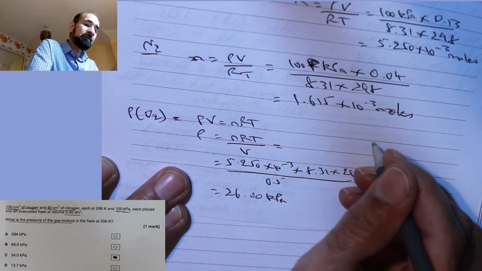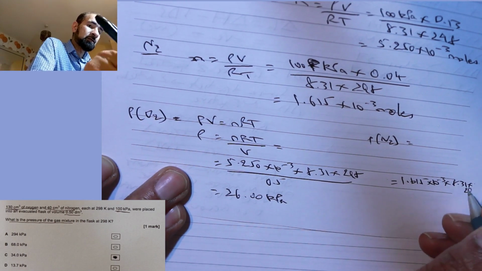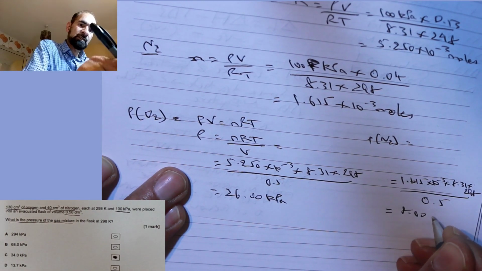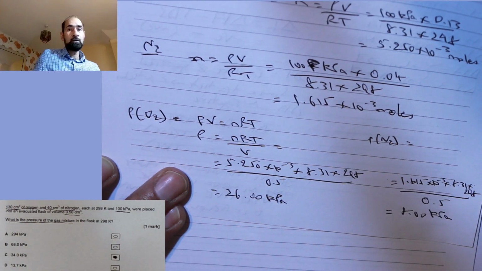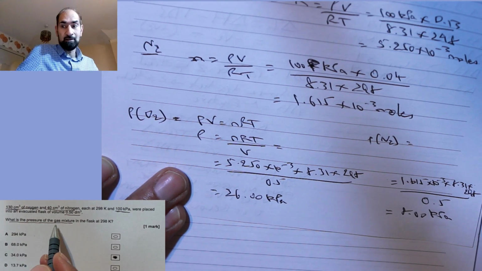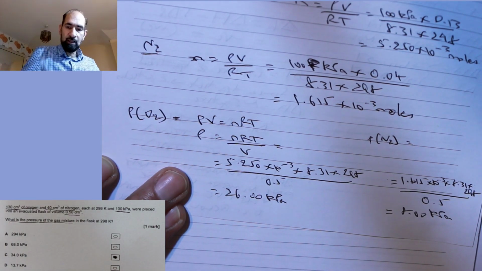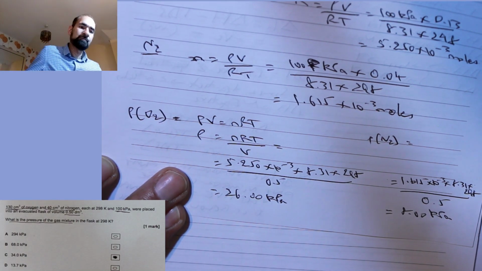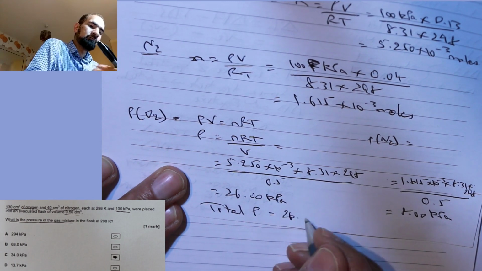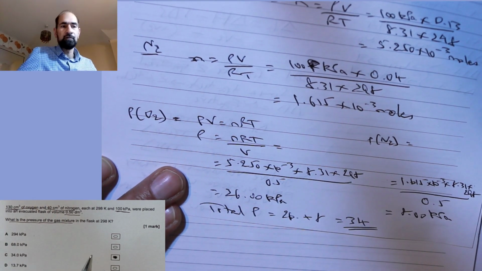Now you do the same thing for the pressure of nitrogen. 3 sig fig is 8 kilopascals. And of course now when you add up, remember it's the total pressure, isn't it? It's saying the gas mixture, so I need the total pressure. So 26 plus 8, which equals 34. So that is your answer. Okay, and of course again you get 34.